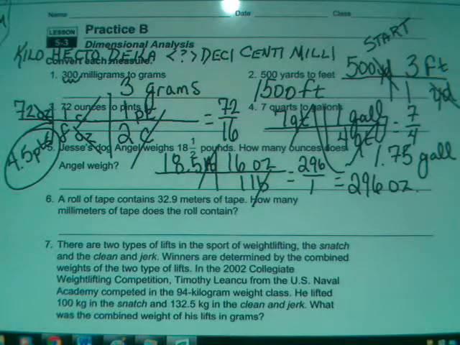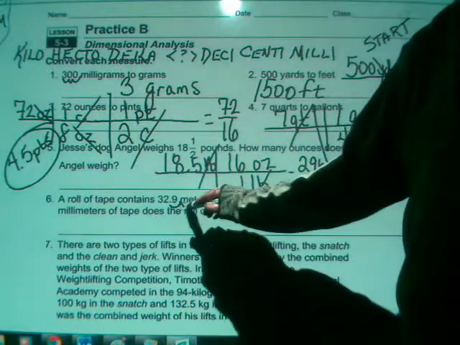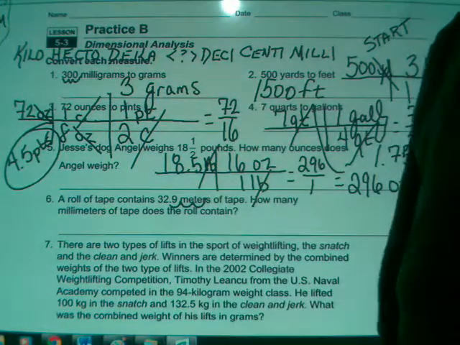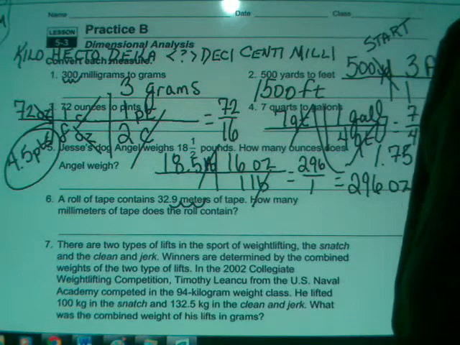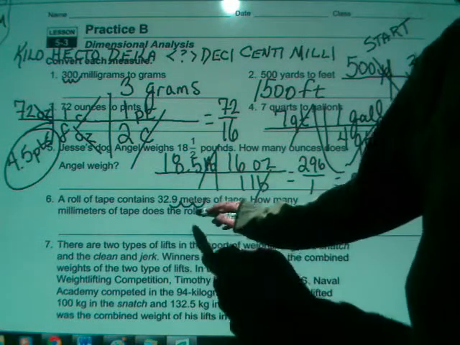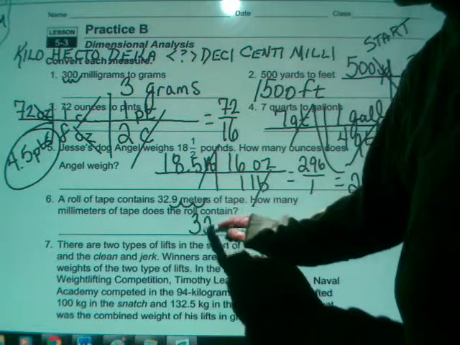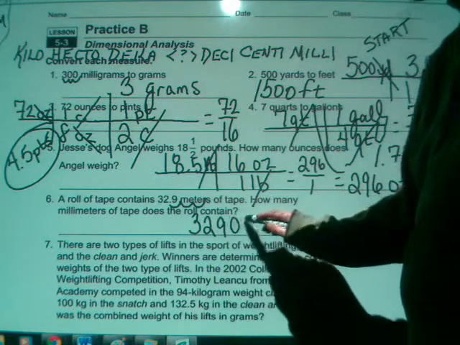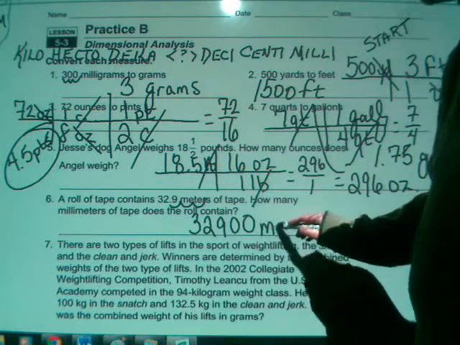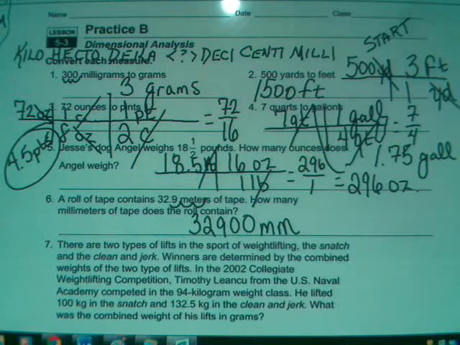So I'm going to do the exact same thing with the decimal. Move it 3 times to the right. So that's 1, 2, 3 times to the right. As you can see, we've got some empty jumps, so those are going to have to fill in with zeros, and we end up with 32,900 millimeters of tape.